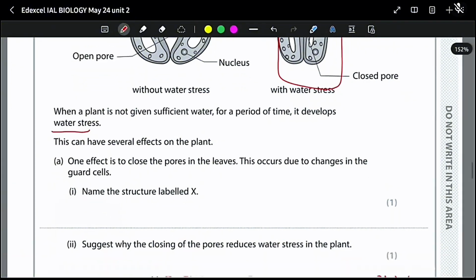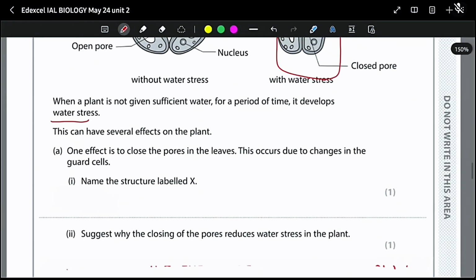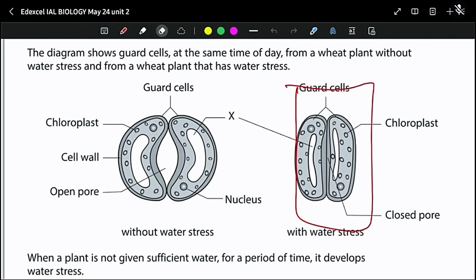So this can have several effects on the plant. One effect is to close the pores in the leaves. This occurs due to changes in the guard cell. Name the structure labeled X. Where is X? Here, we can clearly see that X is the vacuole. So this X here, this vacuole, also this vacuole. So yeah, X is vacuole.